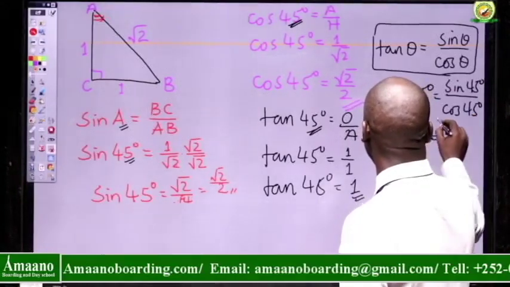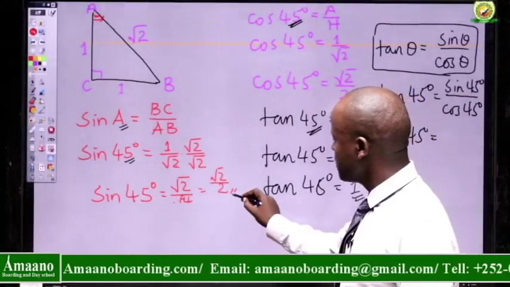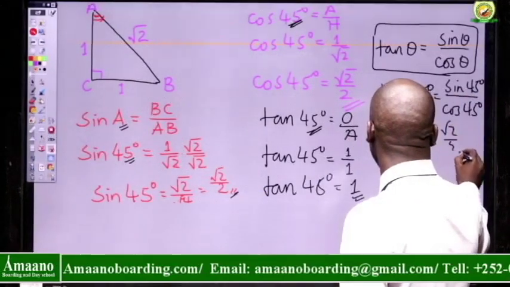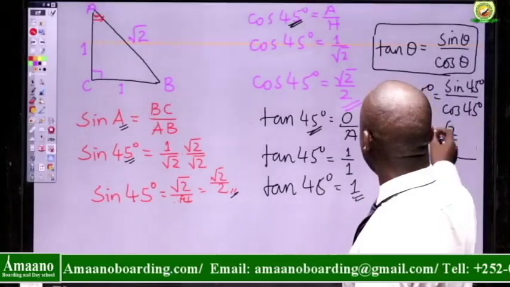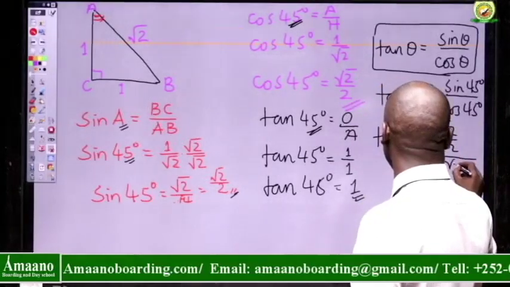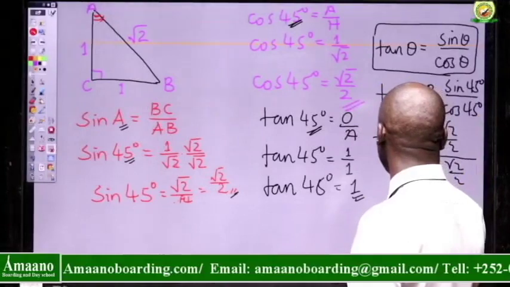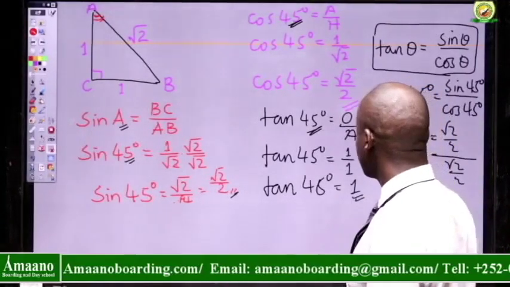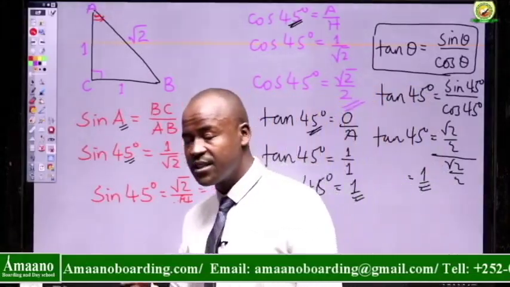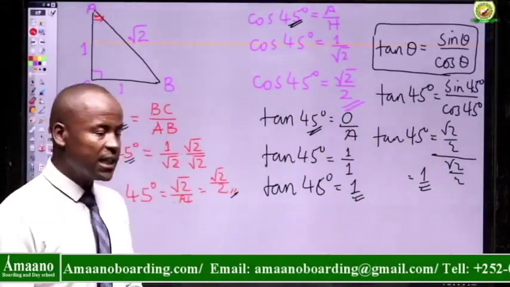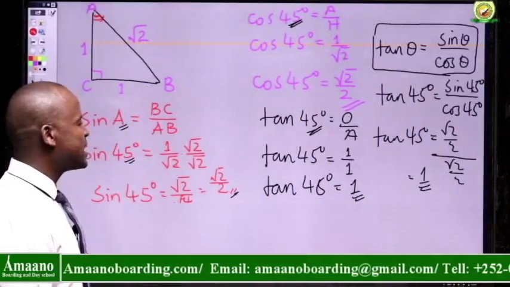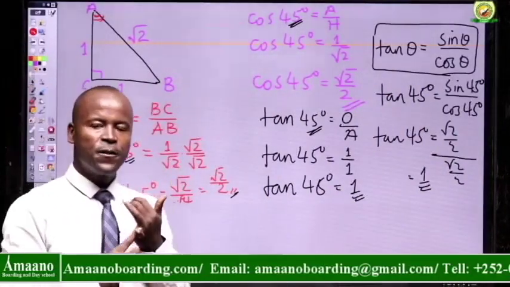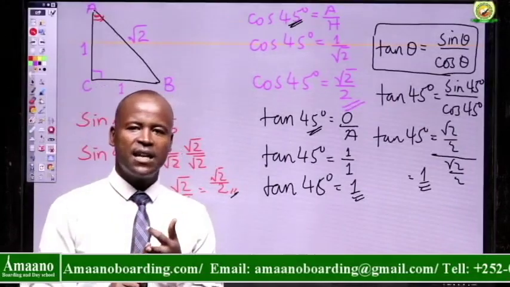So tan 45 degrees is equal to, what is sine 45? Here it is, the square root of 2 divided by 2. Again, divided by cos 45, which is the square root of 2 divided by 2. So here we are dividing the same number, so the quotient will be 1. So tan 45 is 1, and at the same time, tangent of a given angle theta is the ratio of sine and cosine. So these are the values of sine 45, cos 45, and tan 45.